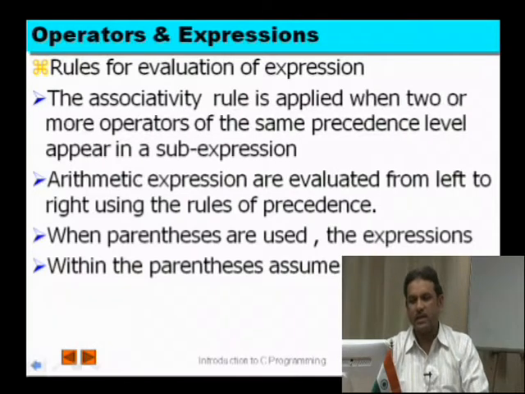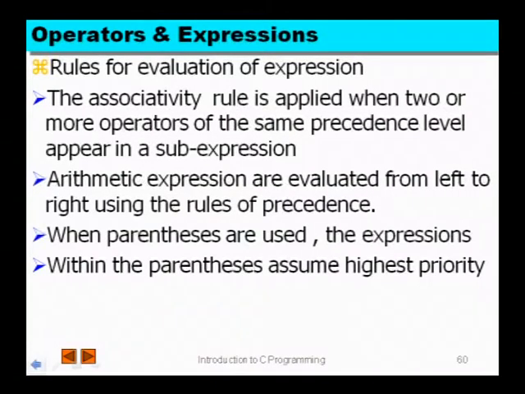Next, the associativity rule is applied when two or more operators of the same precedence level appear in a sub-expression. As I told you already, if the operators are of the same type, whichever operator comes first will be evaluated. But if the operators are of different types, based on the precedence, that particular operator will be evaluated first. Arithmetic expressions are evaluated from left to right using the rules of precedence.